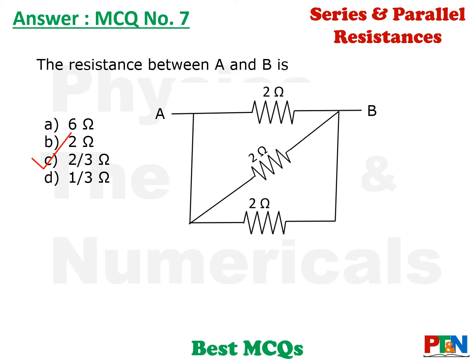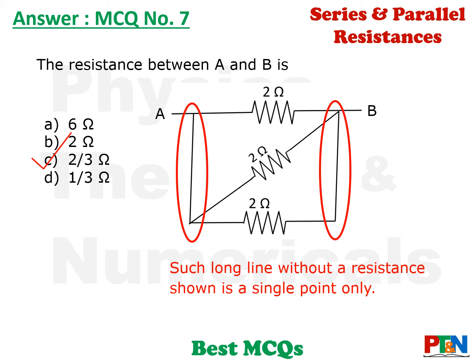We need to get the concept very clear. See, any solid line, any straight line without any resistance shown in between, they are basically the same point. So these two vertical lines encircled by the red circle, they are basically the same point. So the entire line is point A, and on the right-hand side the entire line is point B. So between A and B, these three resistances are in parallel. Three 2 ohm resistances in parallel. So it becomes 2 by 3.